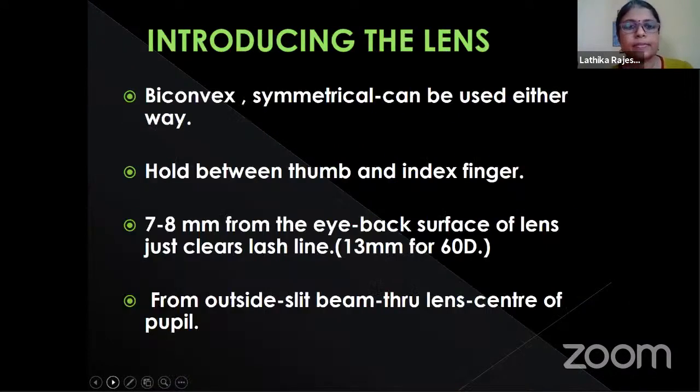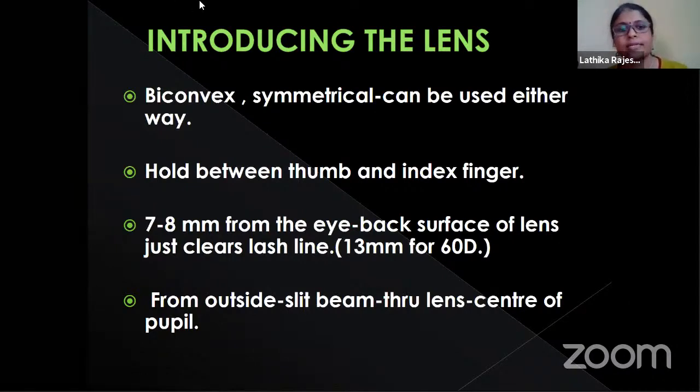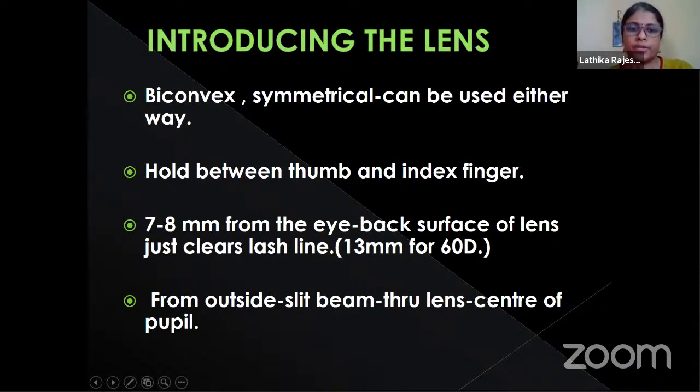Next, please. The lens, as Dr. Biju has demonstrated beautifully, should be held between the thumb and the index finger, just like he said, for all those 4 reasons. I'm not repeating it here, but one thing I must say is you should take care not to touch the lens surface with your fingers. And a rule of thumb: if you're using a 90D lens, it is best to keep it in such a way that the lens just clears the lash line. That would be around 7 to 8 millimeters from the eye.